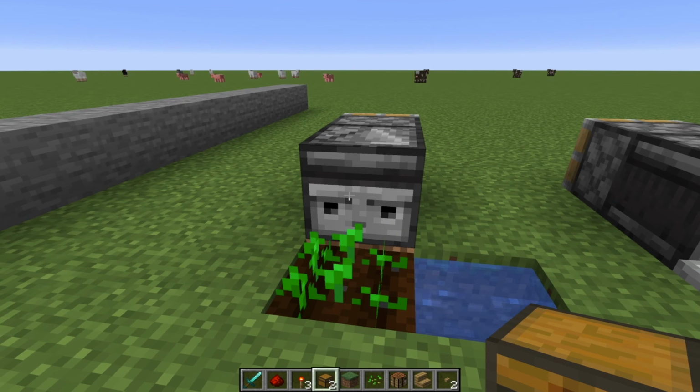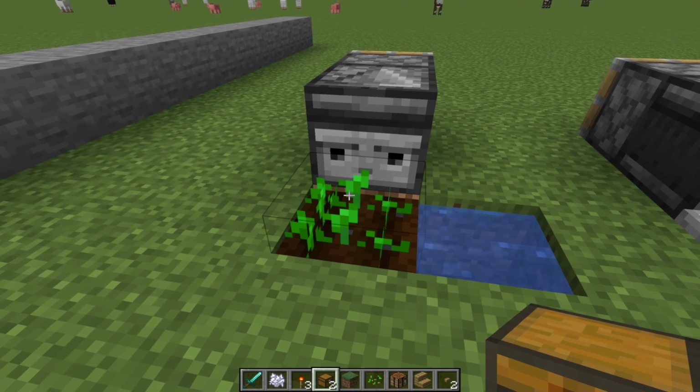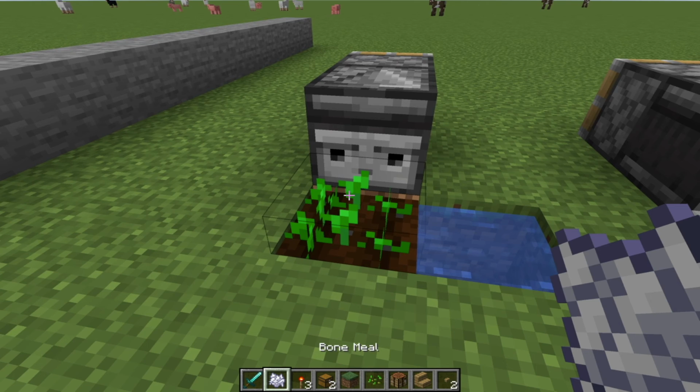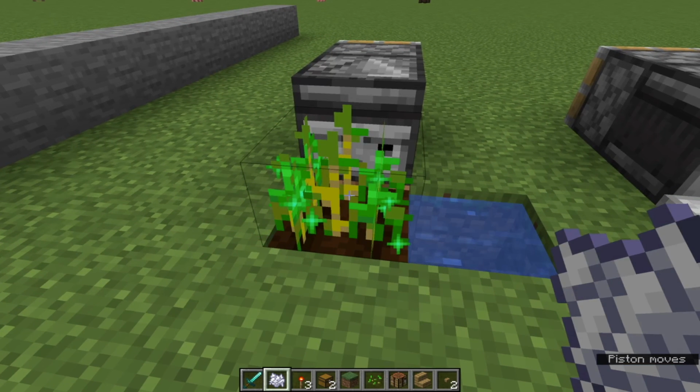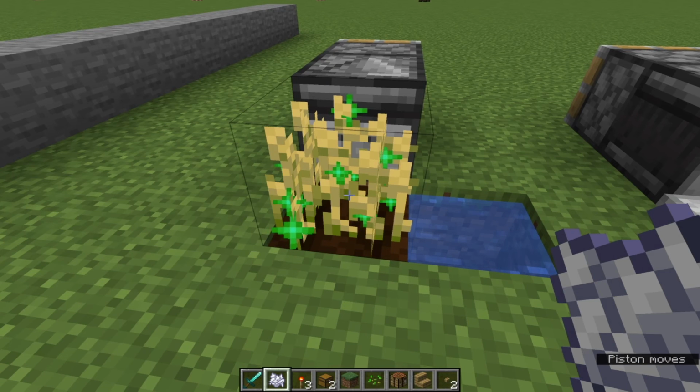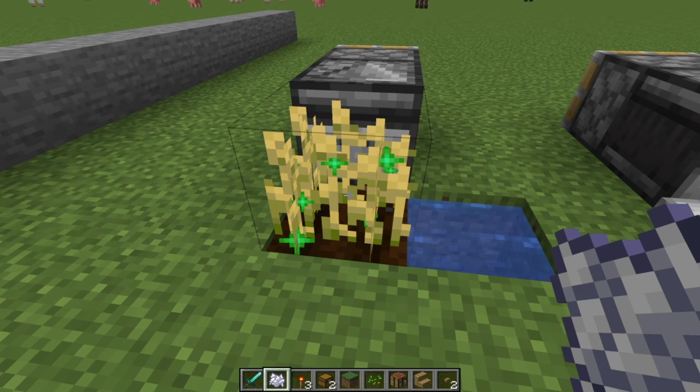So we're going to wait here until this grows again, just to prove it to you. Okay, I got impatient. We're just going to hit it with bone meal so you can see what happens. When the crops grow, a redstone signal gets generated. This would have happened, trust me, if I would have just let it grow on its own.